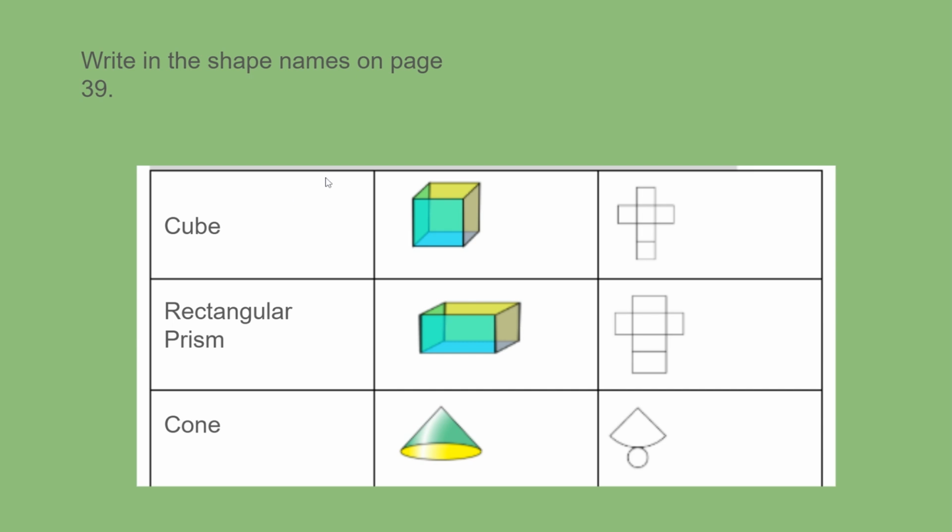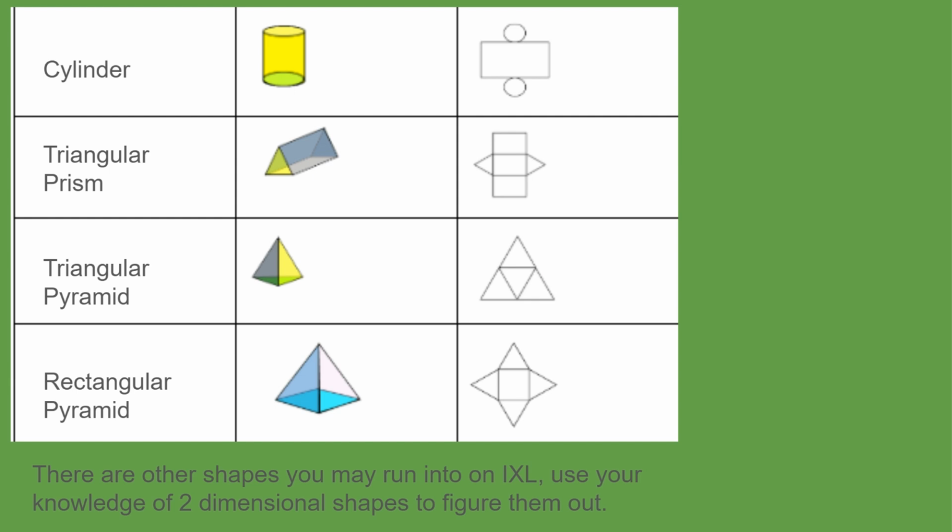So first we're going to just write the names in on page 35. So go ahead and open your binder up to 35 and write these names in. I will give you a couple seconds to do that. But if you need to, go ahead and pause the video. All right, so then this is the rest of the page.